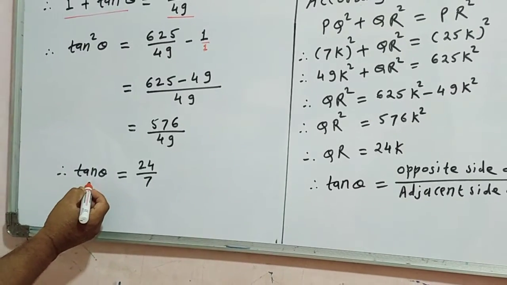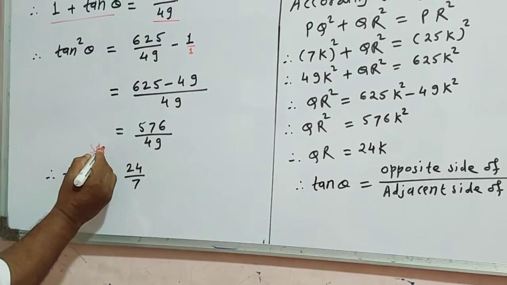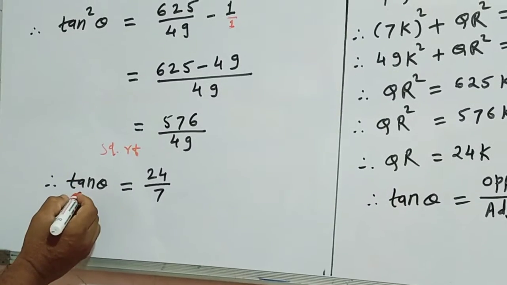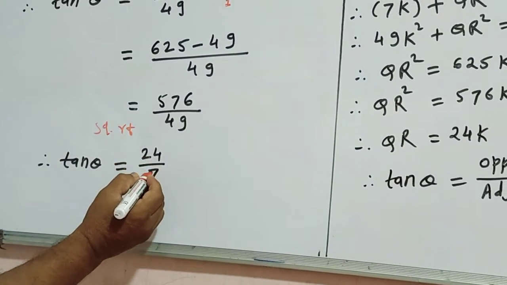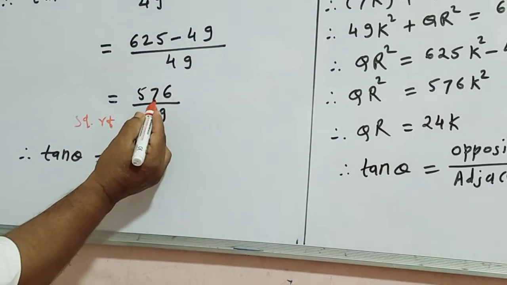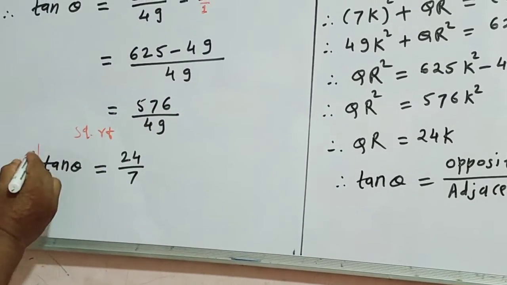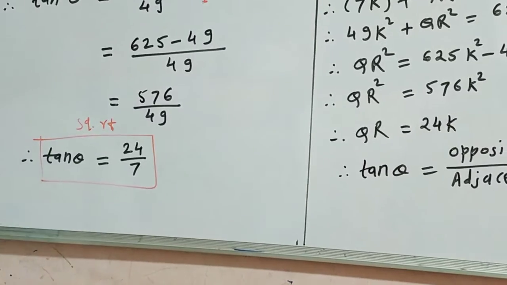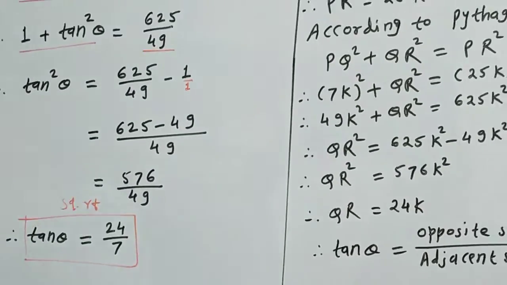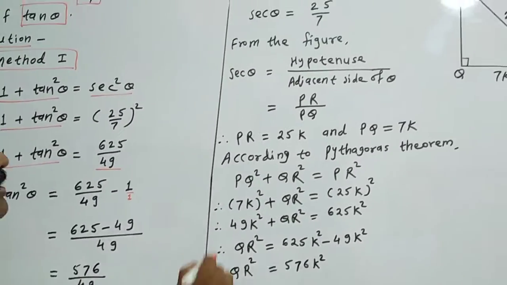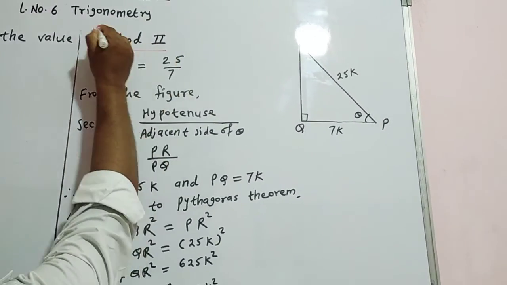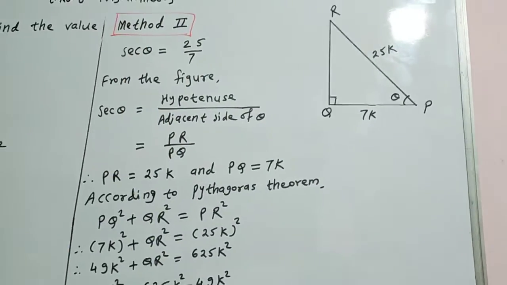But we want tan theta, so taking the square root on both sides we will get tan theta is equal to 24 upon 7. 24 is the square root of 576 and 7 is the square root of 49. So the value of tan theta is 24 upon 7. This is the first method. Now the second method, by using definition and Pythagoras theorem.